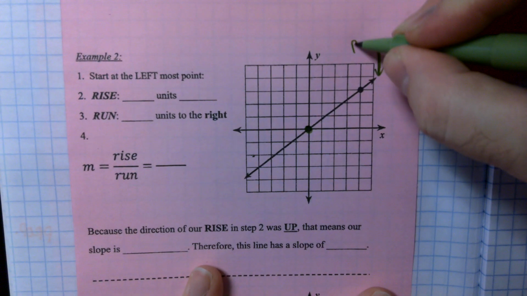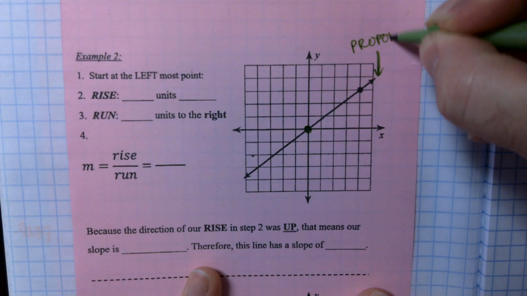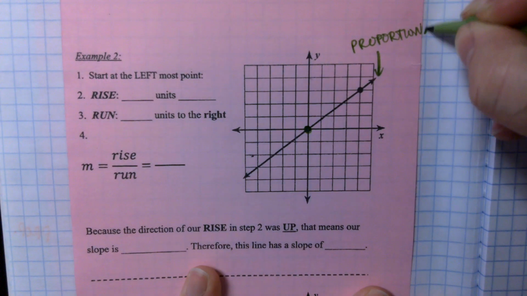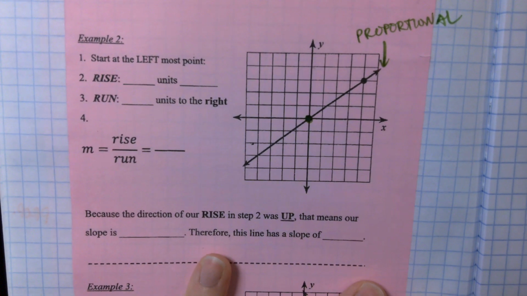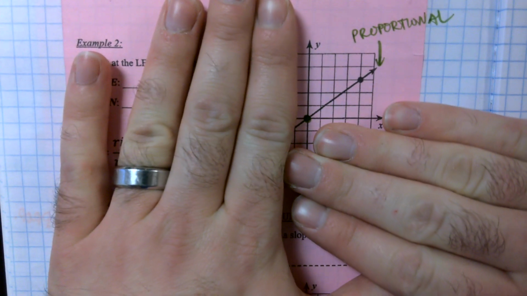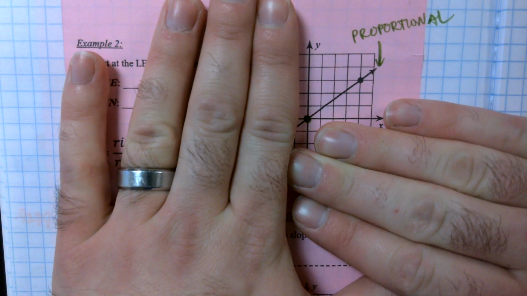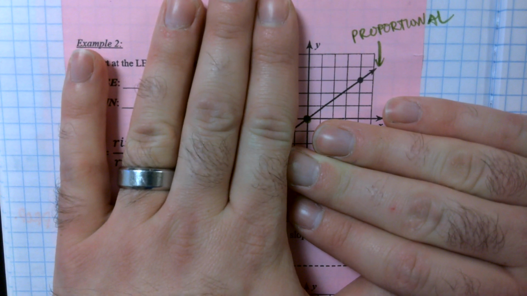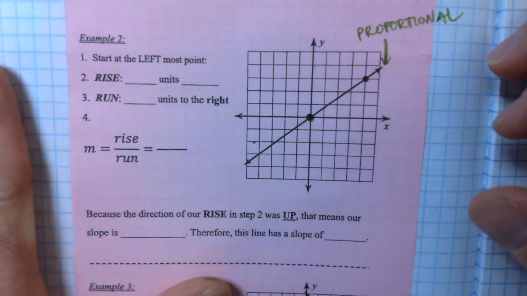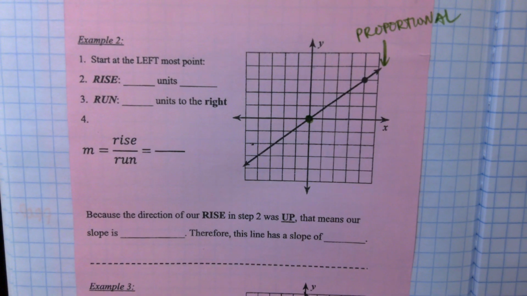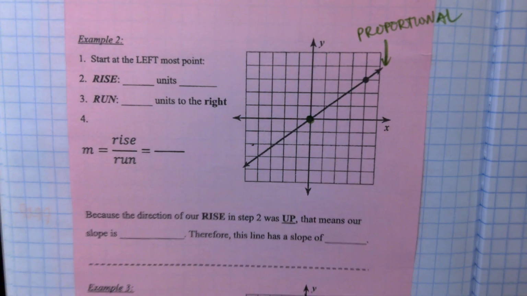Proportional. Now, it looks a little bit different than the proportional relationships we've seen because normally we only see this much of the graph. We only see the top right quadrant, right? But now we see the whole thing. It's still proportional. It's a straight line that goes through the origin, right?